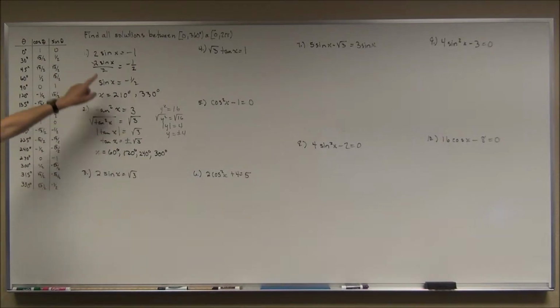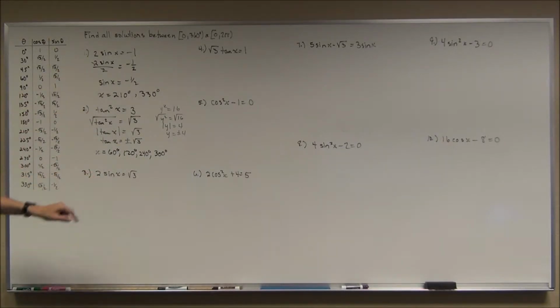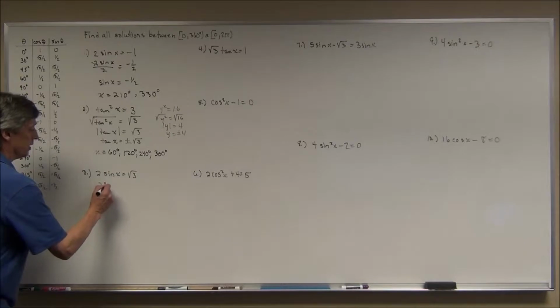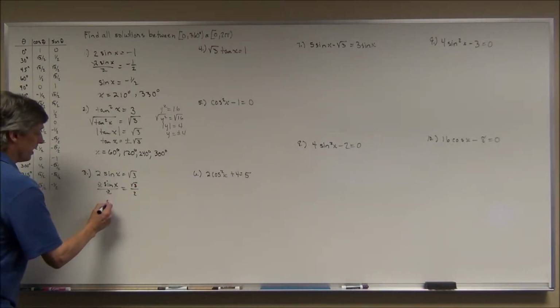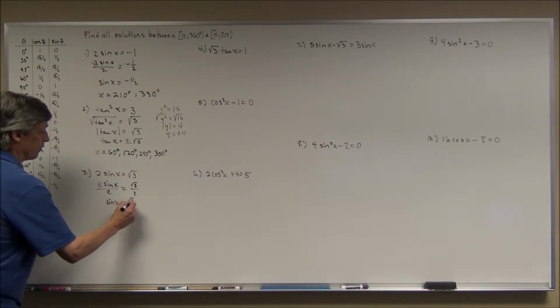Alright, this next guy is a lot like the first problem. I have a 2 times the sine of x, so the first step is to get rid of the 2 by dividing by 2. And I get the sine of x is equal to the square root of 3 over 2.